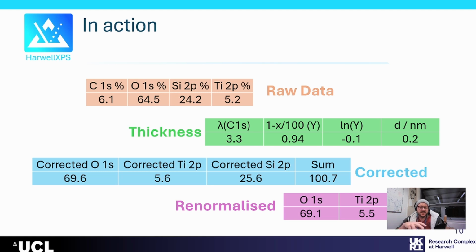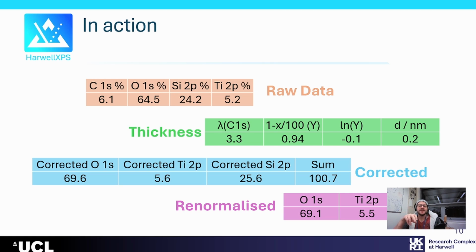We've got one of these titanium silicates that we quantified and found that we had 6.1% of carbon on the surface. If we take our calculated effective attenuation length, we can put our carbon intensity into our equation. So we have 1 minus 6.1 over 100. We then take the natural log, we multiply this by the negative of the C1s effective attenuation length, and then bam, we have our thickness, which in this case is around 0.2 nanometers. Now this is our path length that we can take into our next equation.